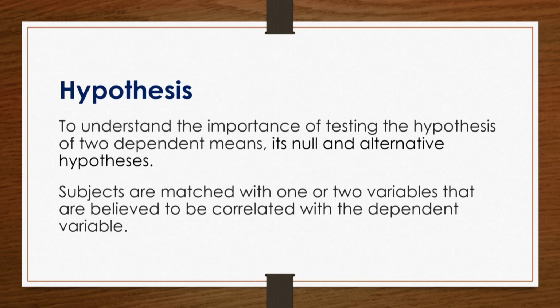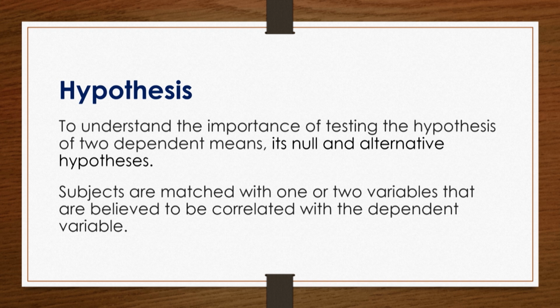In this video, we will begin with the first part of the lesson, in which you will be able to understand how to define the null and alternative hypothesis in the context of testing the significance of the difference between two means. Students, now we are going to see the hypothesis. To understand the importance of testing the hypothesis of two dependent means, there are two things. First is the null hypothesis and another is the alternative hypothesis.